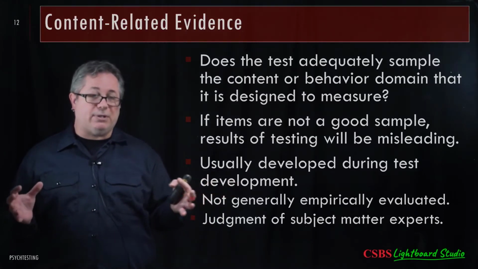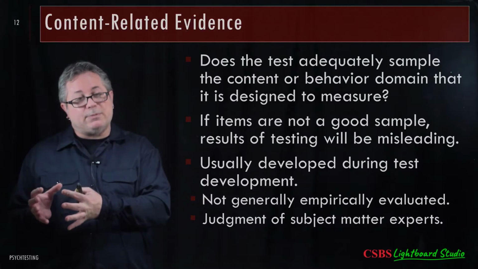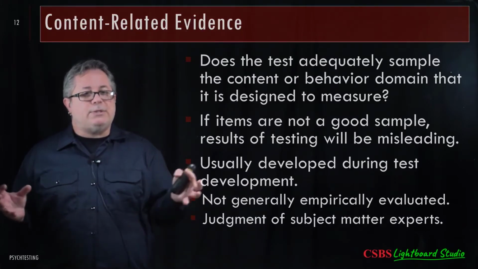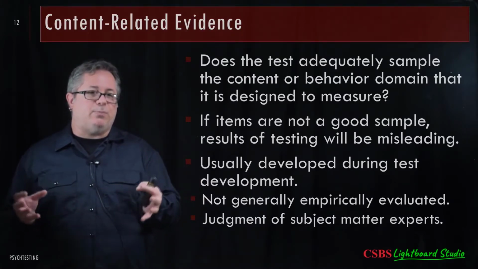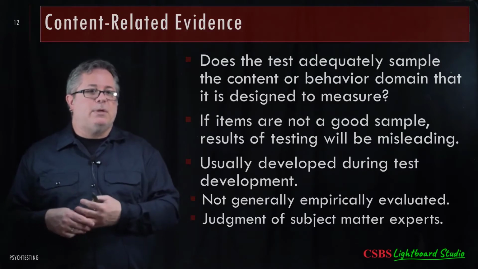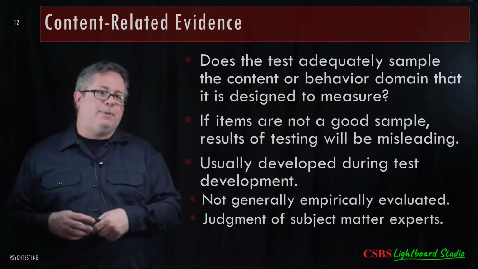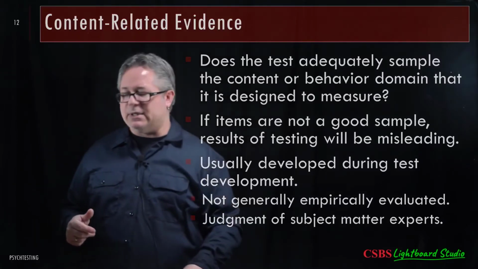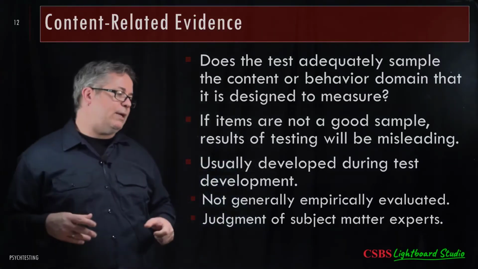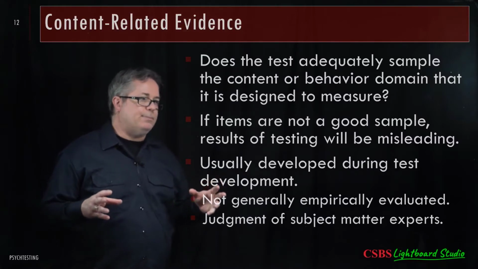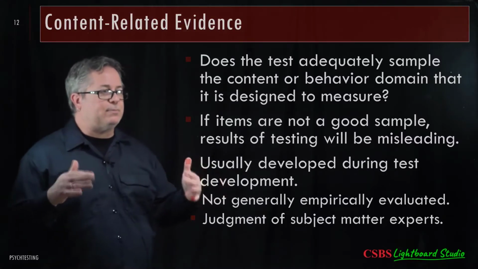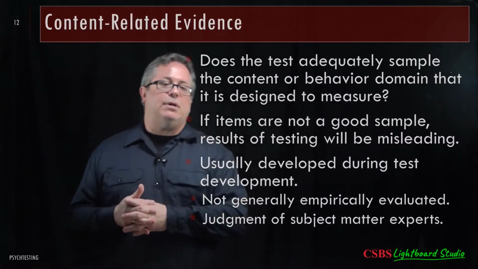If it only includes a narrow bandwidth of items, then you're not getting a full range of measuring depression, and the results could be misleading. This is usually developed during test development, at the very beginning. It's not generally empirically evaluated. It's not something where we say there's a measure for that, like a Cronbach's alpha, to measure the content-related evidence.